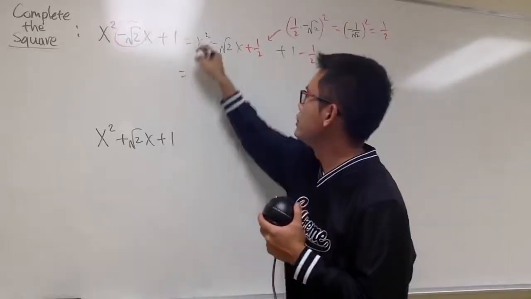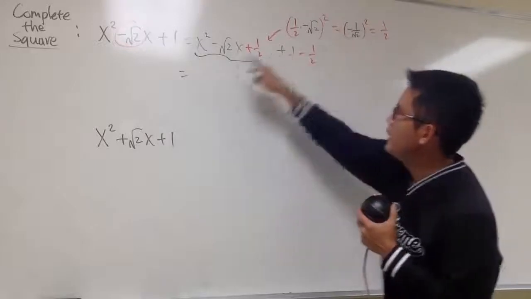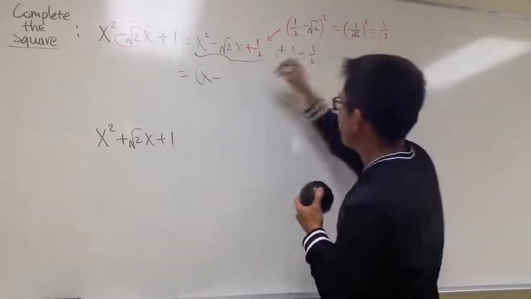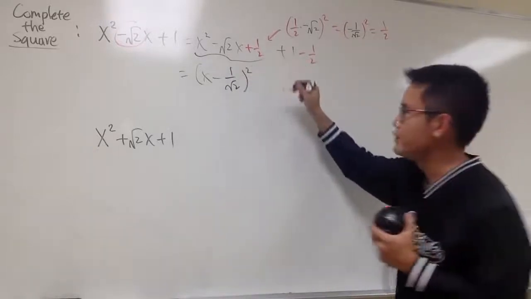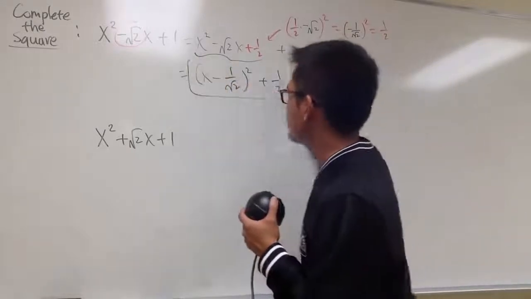And for the first 3 terms, this is going to be a perfect square. And if you show all the work right here, you know it's going to be x, and this number right here. So these 3 terms is going to be x minus 1 over square root of 2 squared, and then of course 1 minus 1/2, you know this is just plus 1/2, all right? So this right here is the complete square version of that.